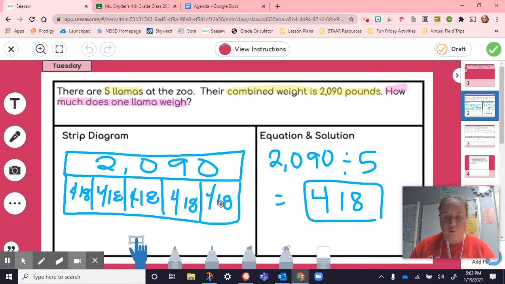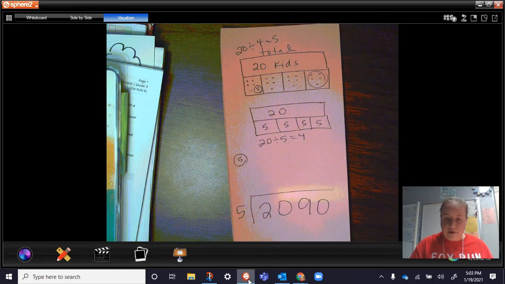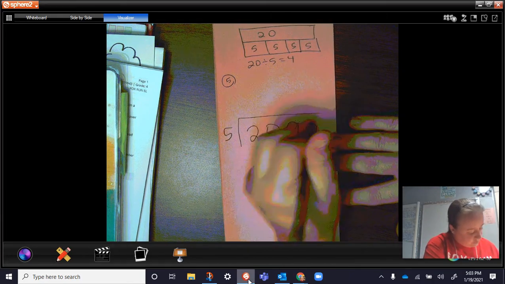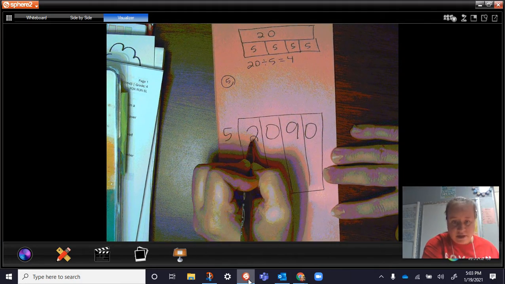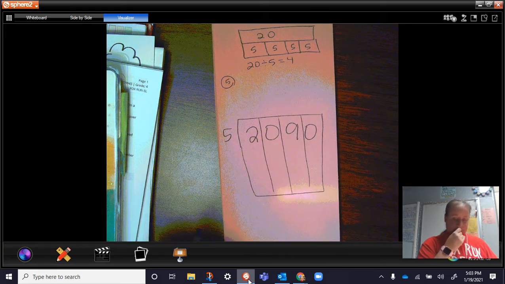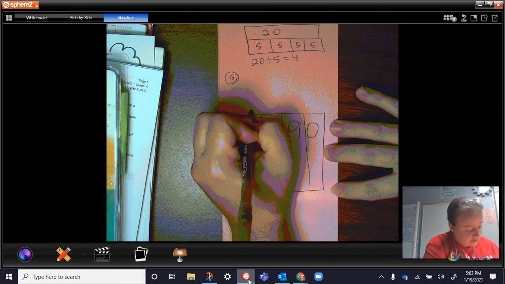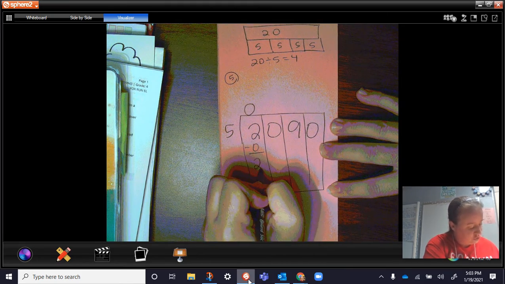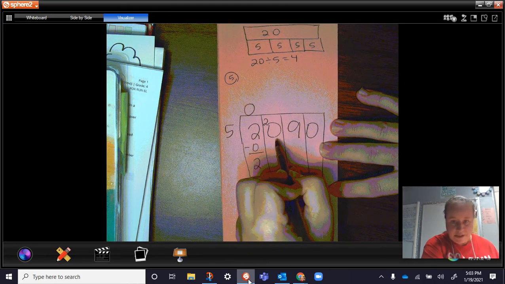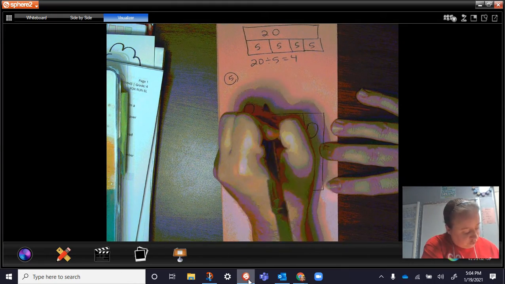So in order to find out how much one of them is, we had to divide this by 5. Let me write down these numbers real quick. 2,090 divided by 5. The way that we did that is we built our box. If I have 5, I can't make any groups here because I only have 2. So that's 0 groups. 0 times 5 is 0. Subtract. 2 minus 0 is 2. Bring that 2 up. Now I've got 20. 5, 10, 15, 20. That's 4 groups.